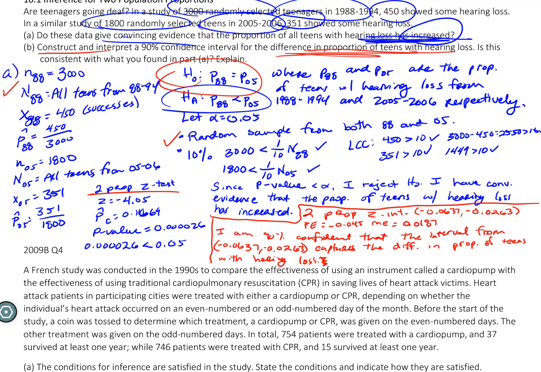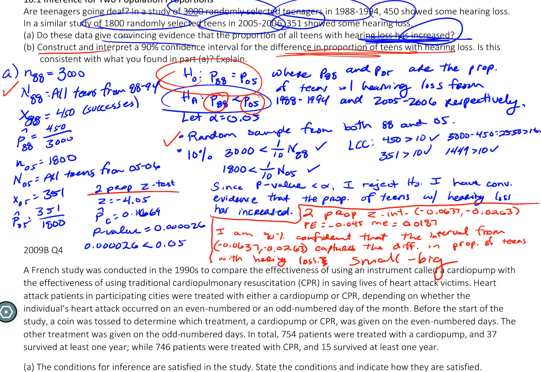It's not plausible that the proportion of teens with hearing loss from 88 to 05 are the same. Now, what do we see? That they're both negative values. Well, if they're both negative, you have to think about when I'm subtracting two numbers, how do I get a negative number? I have to have small minus big, right? A small number minus a big number. That's how I get a negative number. Well, which one would be small? The small one would be P of 88, and the big one would be P of 05.